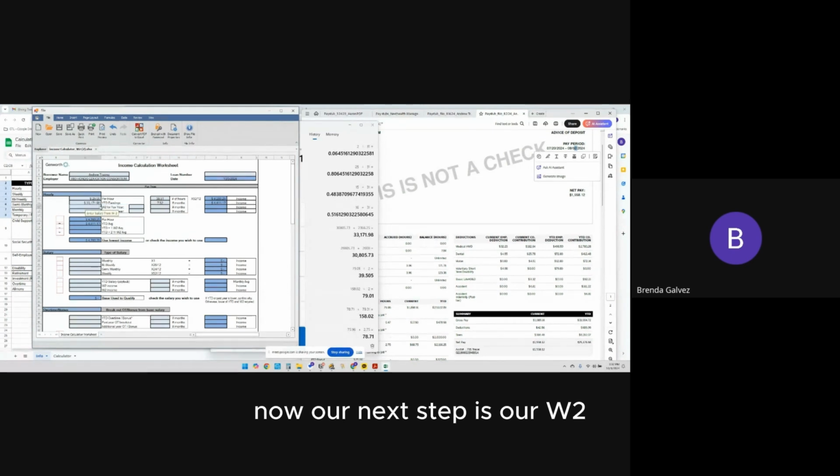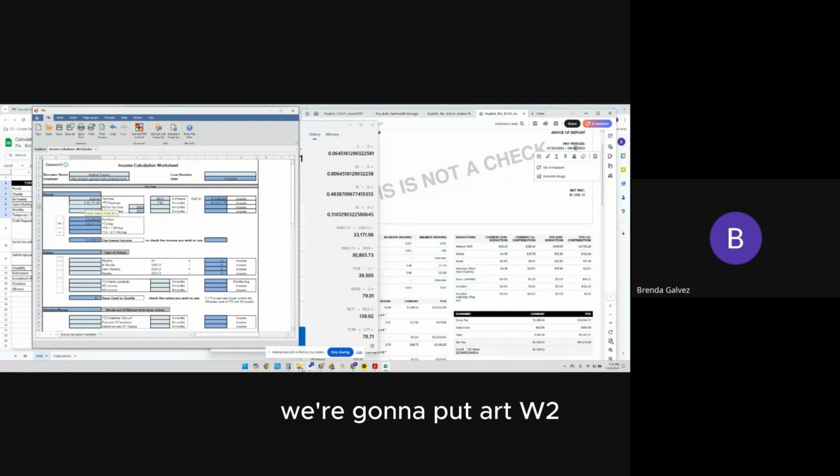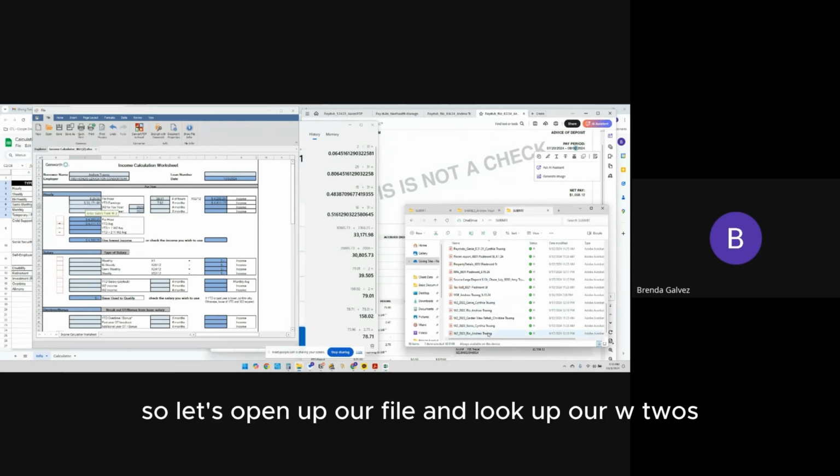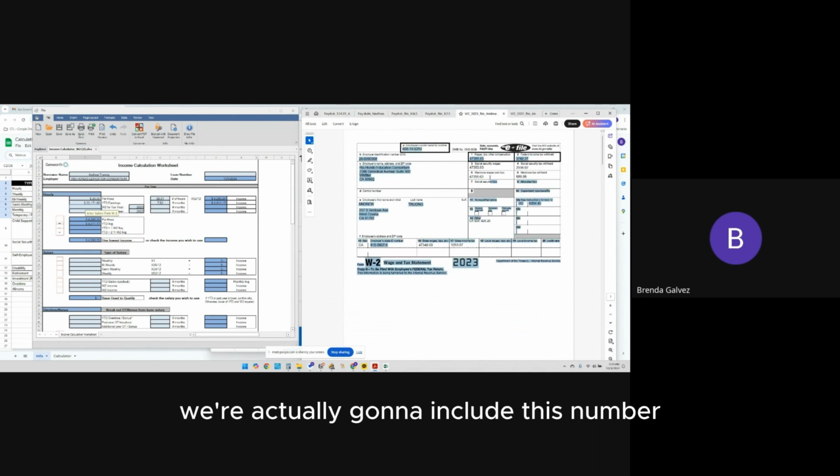Now, our next step is our W-2. We're going to put 2023 here and 2022 here. We're going to put our W-2. So let's open up our file and look up our W-2s. So our 2023 here, looking at our W-2, we're actually going to include this number. If our box 1 is different from box 5, always go with number 5.